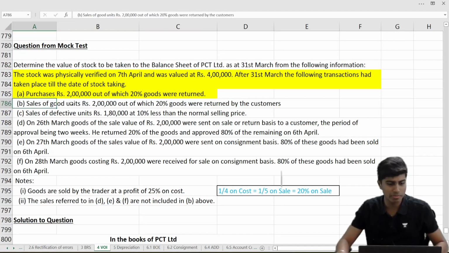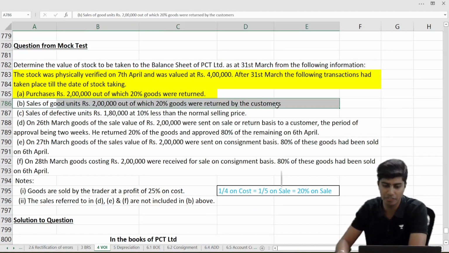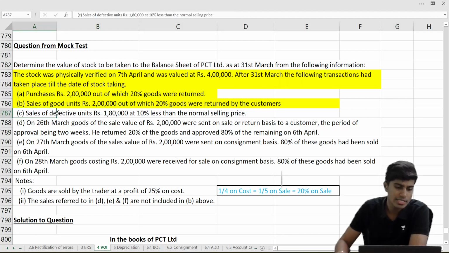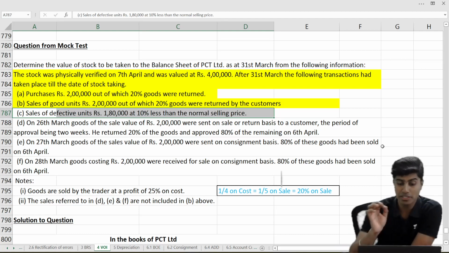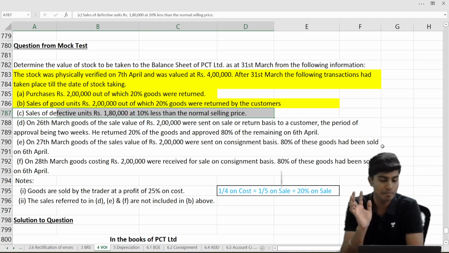Let's now go to adjustment C. We are done with this B. Let me mark it yellow. Sale of defective units, rupees 1,80,000 at 10% less than normal selling price.